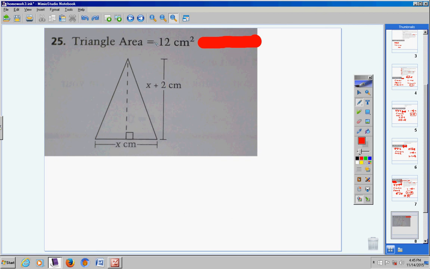Now here's how we're going to do it. They tell us the area of the triangle is 12. See it right here. So here's our formula. Area of a triangle equals what? 1/2 times the base times the height. Got it? Okay, so for area I'm going to put 12. For 1/2 I'm going to put 1/2. For base I'm going to put x because my base has a length of x. For height I'm going to put x plus 2 because I have a height of x plus 2.